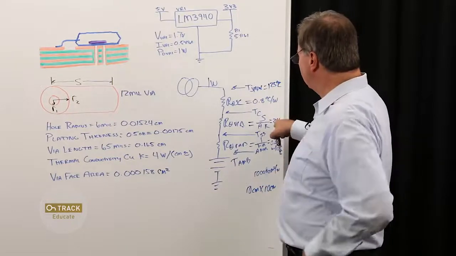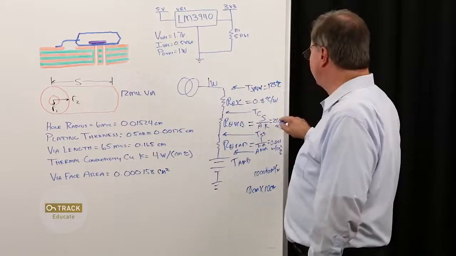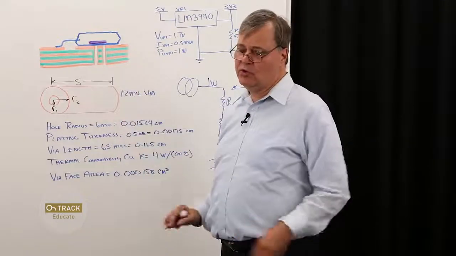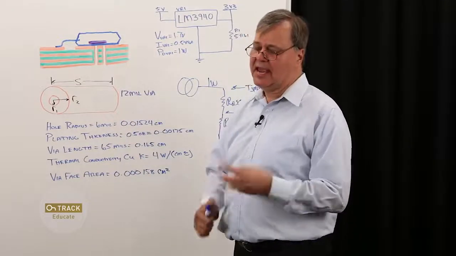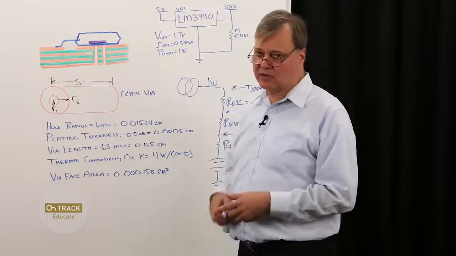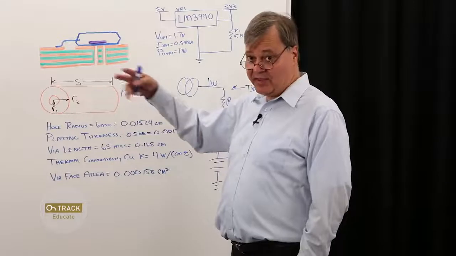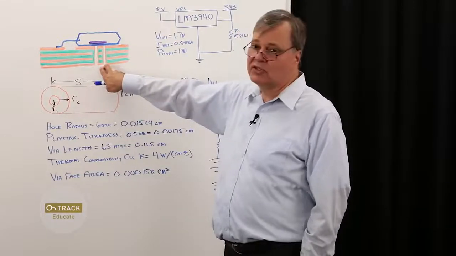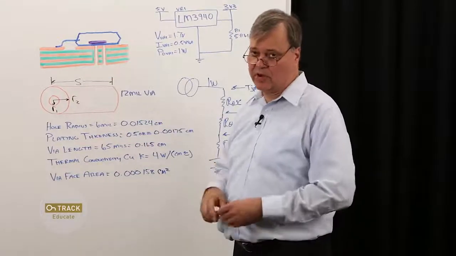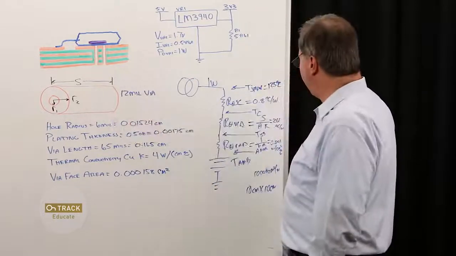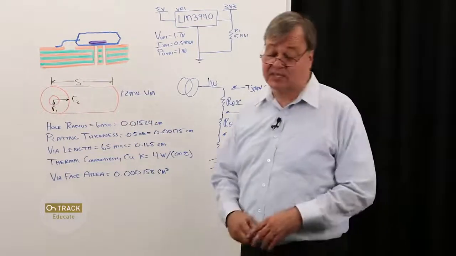Let's also consider these thermal vias. So we've got 261 degrees C per watt. Well, I've shown two here. Now, just like equal value resistors in an electrical circuit sharing current equally, all things being equal, these two vias will share the thermal load equally. So with the two vias, that brings that down to half, which is about 130 degrees C per watt, but that's still pretty high.